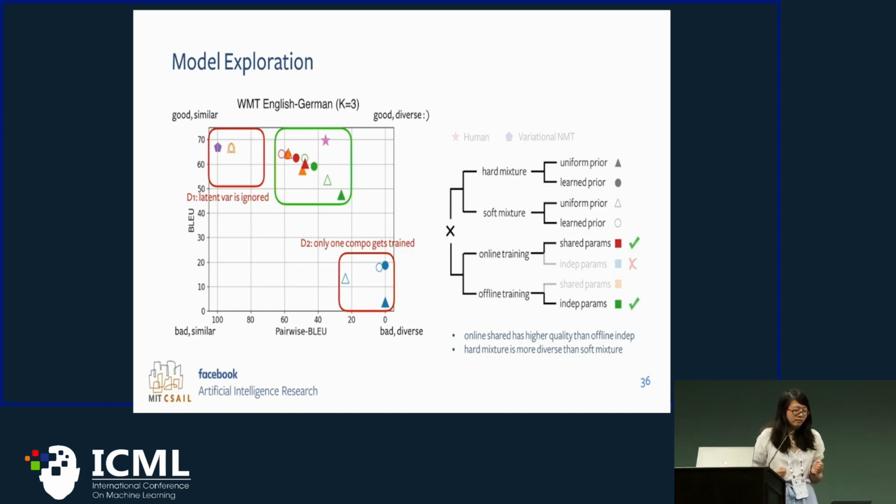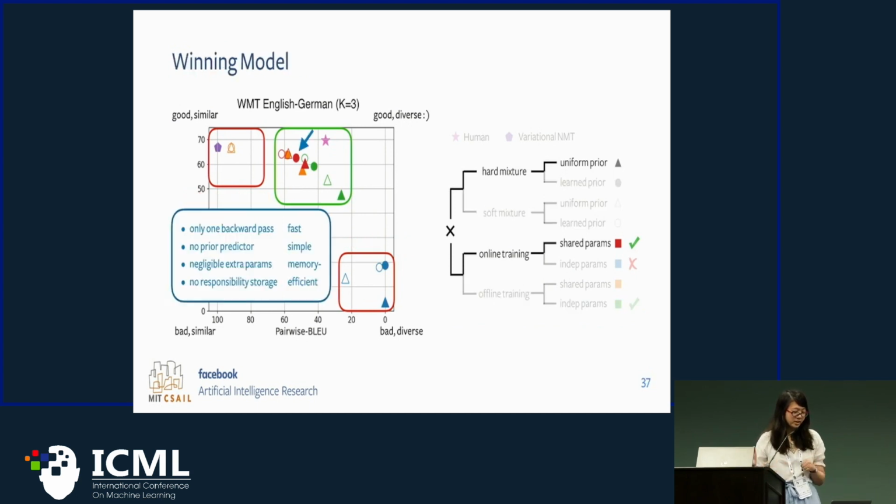Overall, we recommend a winning model, the hard mixture, as it requires only one backward pass and is super fast to train, with uniform prior, so there's no prior predictor and it's extremely easy to implement. Using shared parameterization, so there's a negligible amount of extra parameters, and online training schedule, so we don't need to store the responsibilities for all training examples, and it's memory efficient.